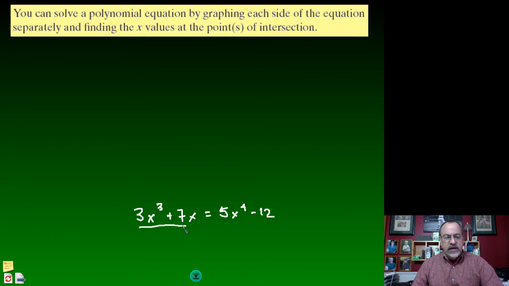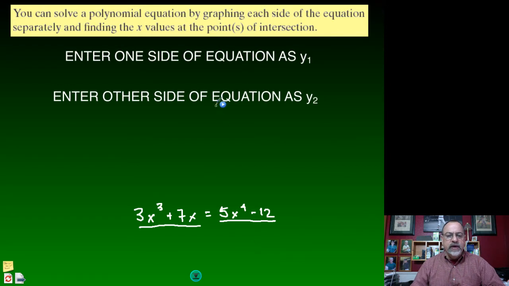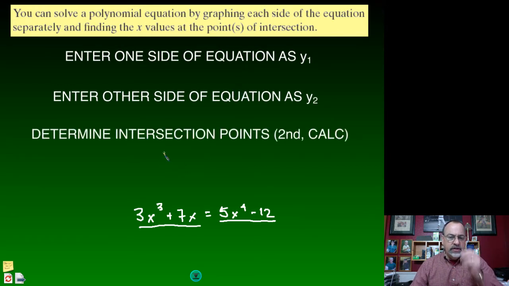We would put this side of the equation in as y1 on our calculator. We would put this side of the equation in as y2, and then we would use the calculate function intersection to find out where they intersect, because where the two graphs intersect is the point where they are equal. You remember doing that with our calculator previously with quadratics, so we can do the same thing here with any size polynomial as well.